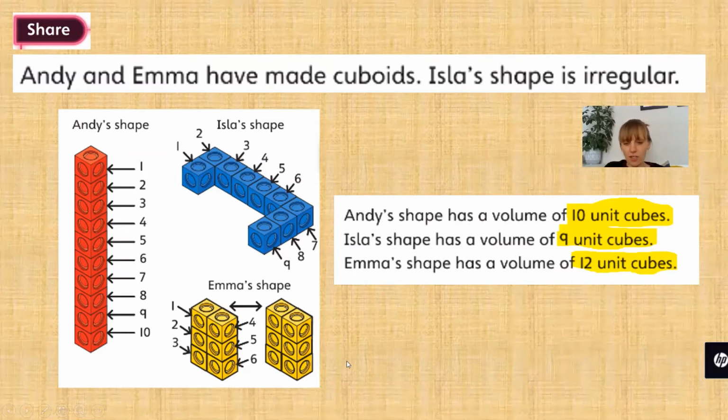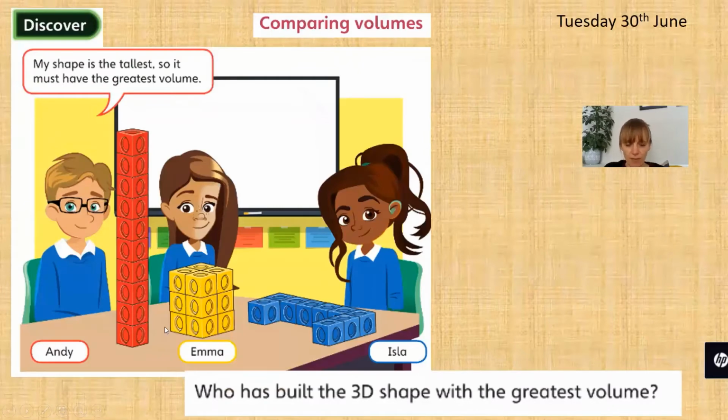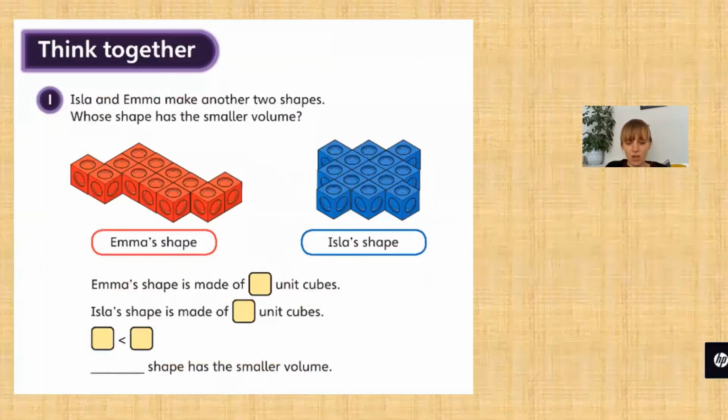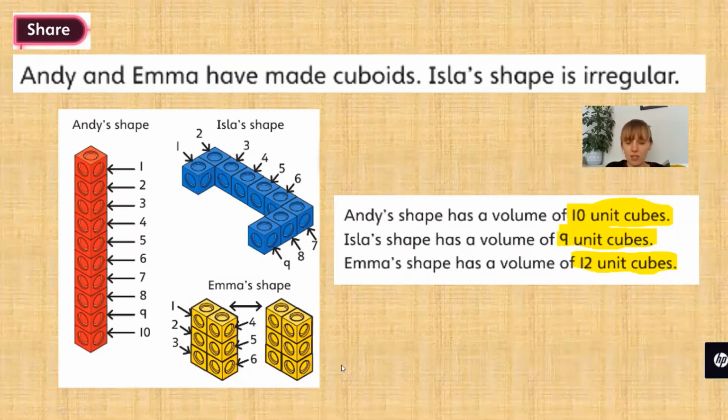Now Emma's shape, if I just go back one, you can see there's some hidden ones. So this was one to take care of. So we've separated it down this way. You could have done it in slices. And this has got 6 unit cubes on one face and 6 on the other. So it has a total of 12 unit cubes. Therefore, Andy isn't correct. Just because his is the tallest, it doesn't have the largest volume. Actually, Emma's has the largest volume with 12 unit cubes.